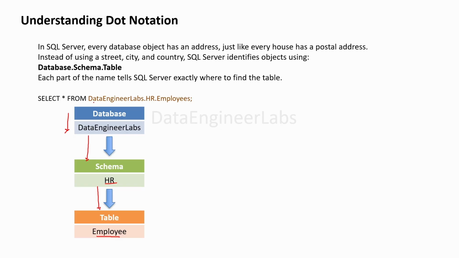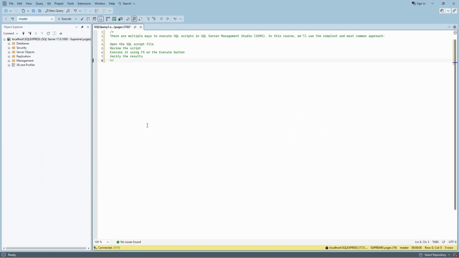Now this method of defining the table in SQL is called dot notation, where we separate each database object using dot. For example, here in the current statement, we have used database as DataEngineerLabs dot schema name dot table name as employees. Now that we know how to tell SQL Server to look for a table, let's quickly switch to SSMS and implement this. Great. Now I'm inside my SSMS.